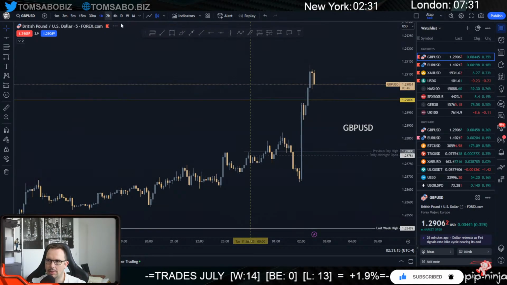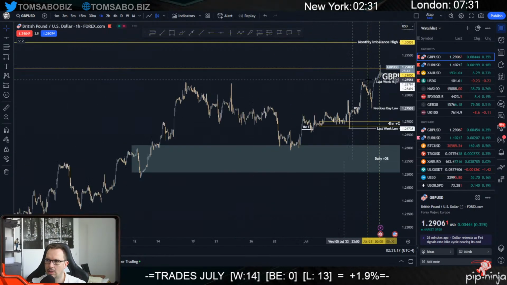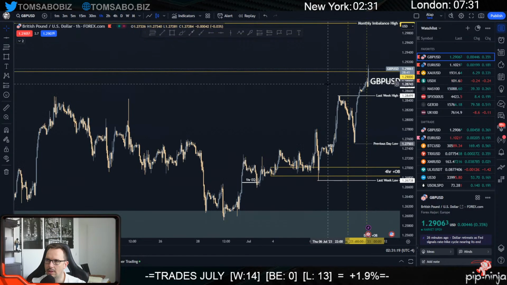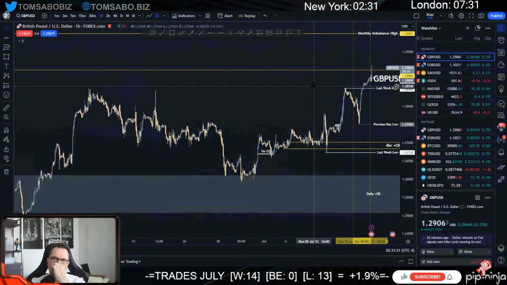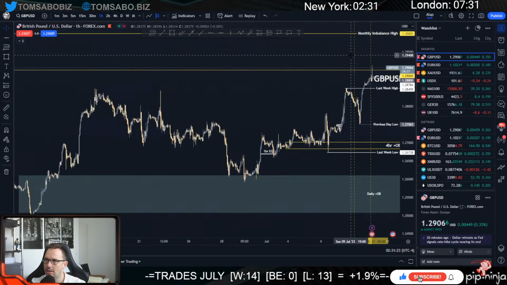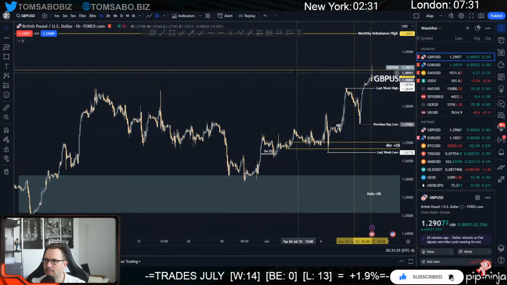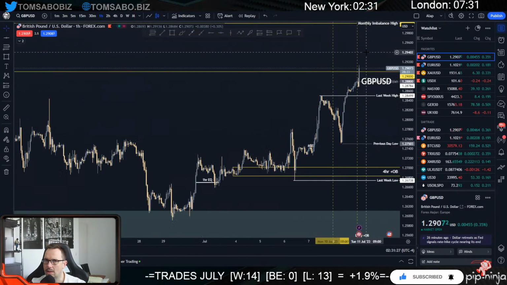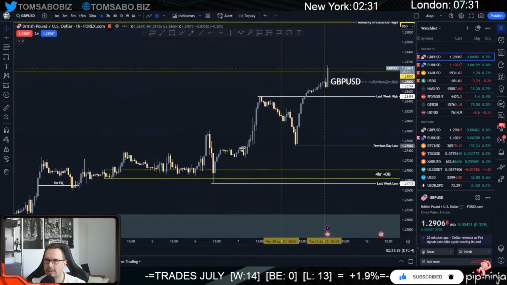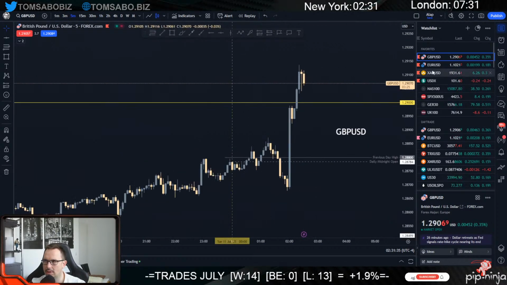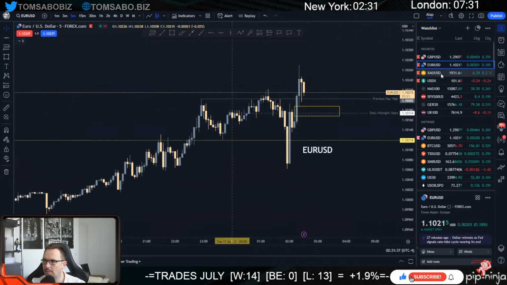So pound, let's look at pound. Above 29 and on the way to 0.30, very round number, and we're still inside the monthly imbalance range. Could be an interesting target, and it's only less than 100 pips away, which for pound is not a big deal if it's trending.